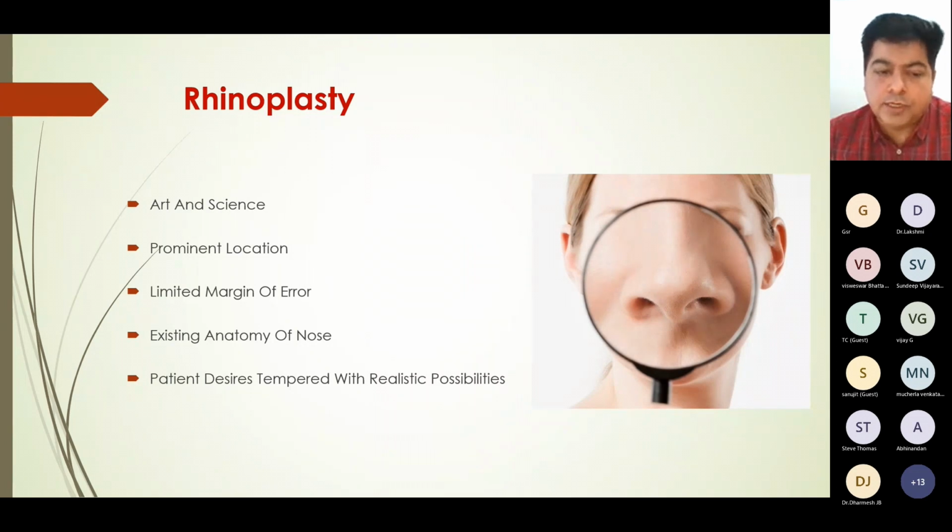And also we have to look at the existing anatomy of the nose. In our Indian subcontinent, we have different types of noses, different ethnicities, from the northeast region down south to north. There are different types of noses and each one has its own peculiar characteristics. So we cannot fix a particular surgery to a particular nose. We have to look at the existing anatomy of the nose, and at what the patient desires and what you can deliver.